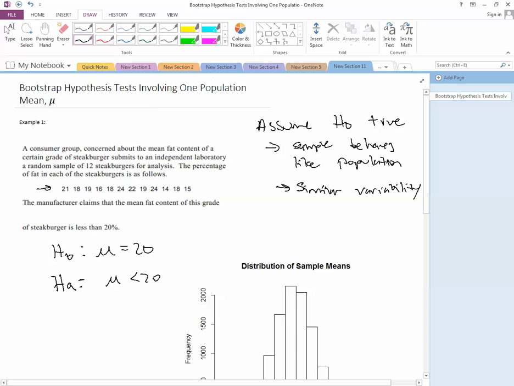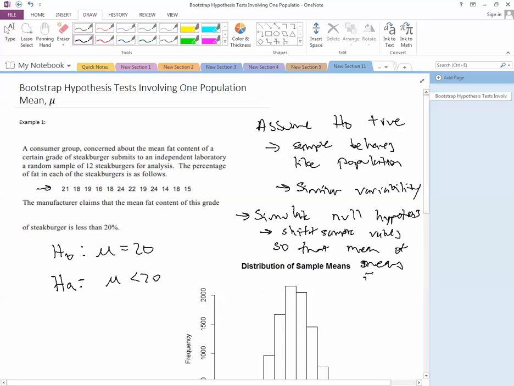So what we're going to do is simulate the null hypothesis. And the way we're going to do this is we're going to shift the sample values so that the mean of the samples, or mean of means, is at mu. So how do we do that?